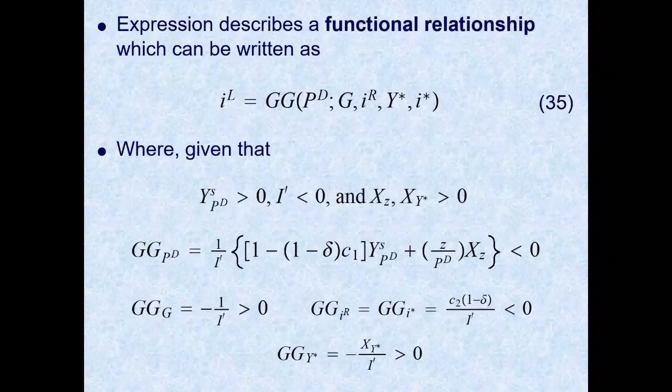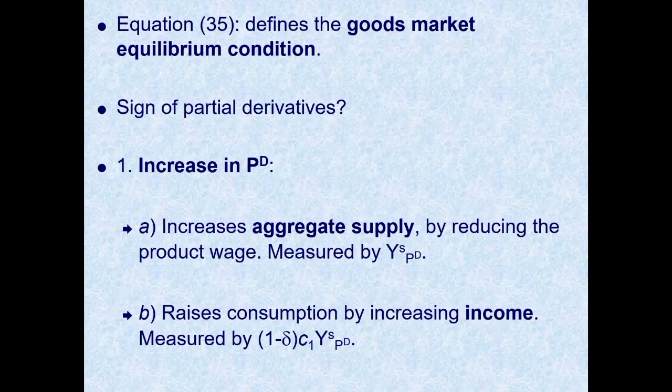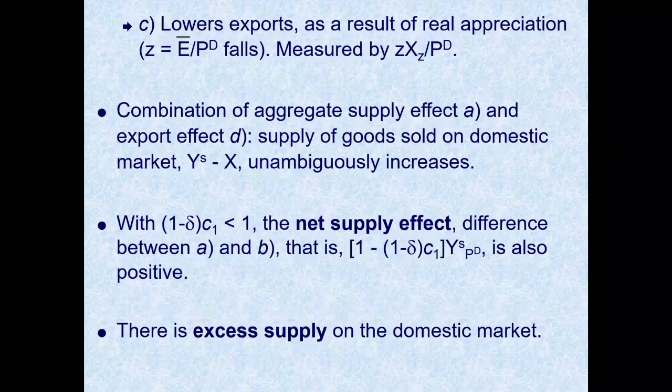So A means that you have aggregate supply increasing by Y^S_PD. B means that aggregate demand increases by a fraction of that. So what is the difference between the two? We're going to call the difference the net supply effect. What is the sign of the net supply effect? It's definitely going to be positive, because supply is going to increase by more than demand.